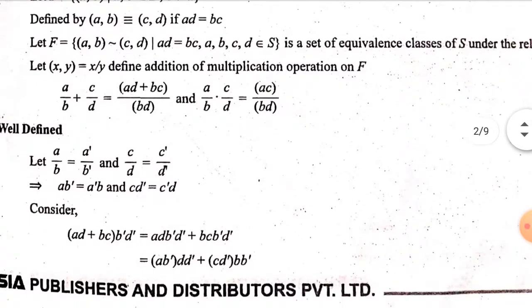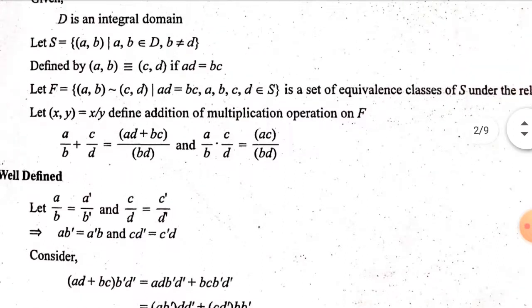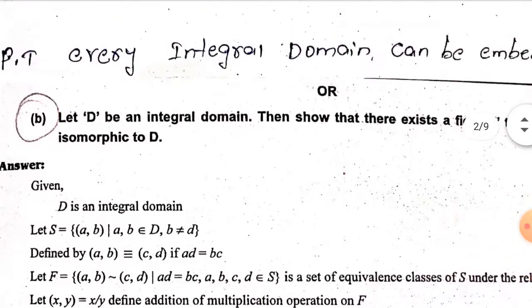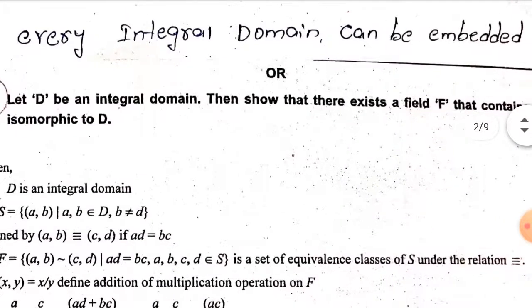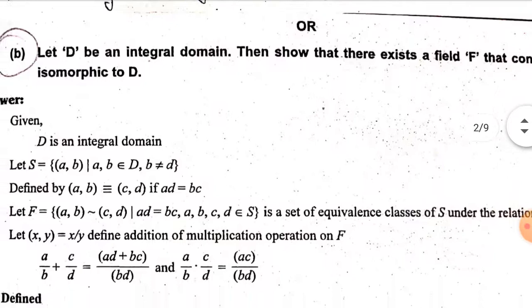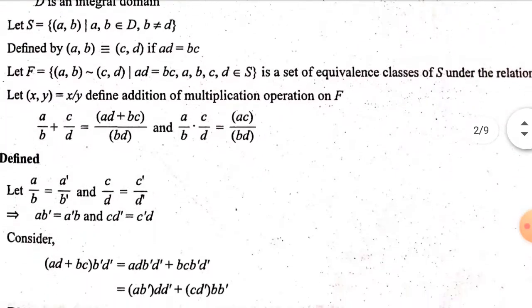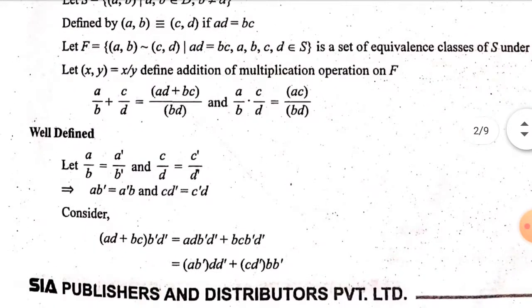To prove it is an isomorphism, we have to prove it is well defined, means one-one and onto, and the homomorphic conditions. Here we also have to prove there exists a field, means we have to prove the conditions of the field also. First we are proving the condition of well defined by taking (a, b) equals (a', b') and (c, d) equals (c', d').